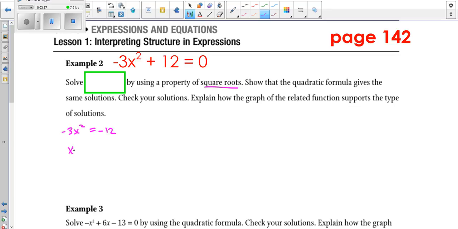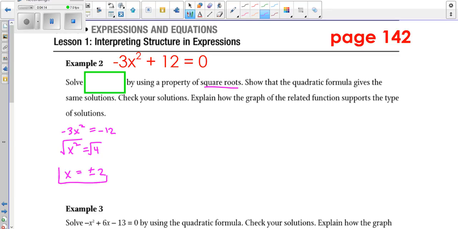We're going to divide both sides by negative 3, so we get positive 4. We're going to take the square root of both sides, and we get that x equals plus and minus 2. Remember, there are 2 solutions. Now show that the quadratic formula gives the same solution.